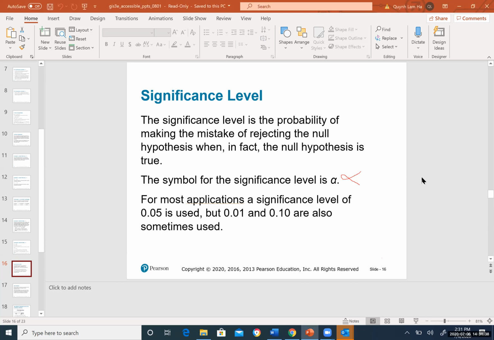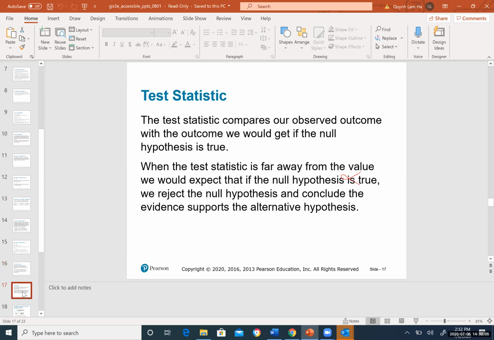For most applications the significance level is 0.05, or 5%, and they can use 0.01, which is 1%, or they can also use 10% or 0.1. Usually, most problems use 1% or 5%. They want to limit the mistake of rejecting, so they like to use 1% or 5%. And this is the test statistic, which is step 3 in hypothesis testing.